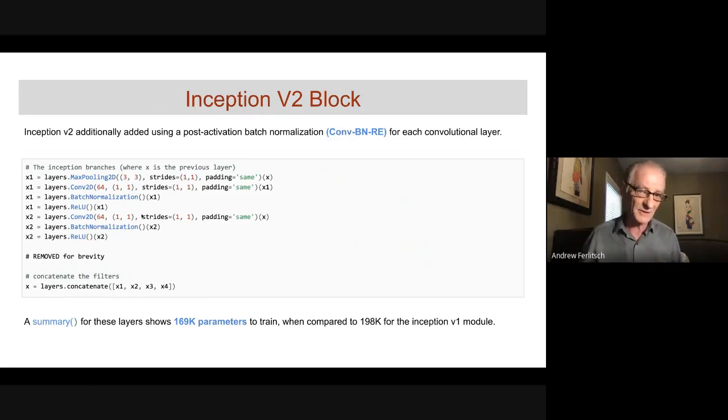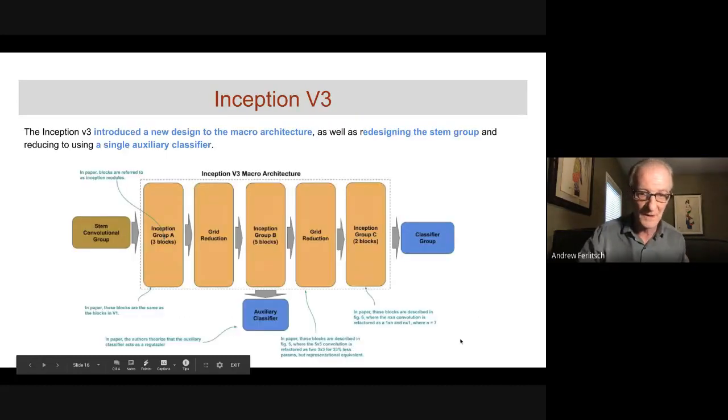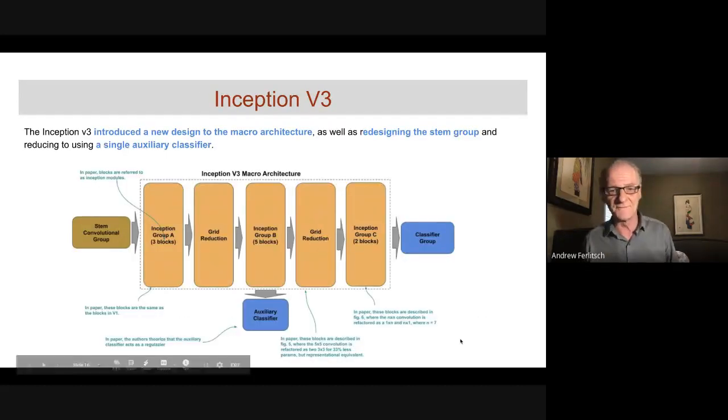Now, if we took a summary of the V2 module, we see we're down now to 169,000 parameters compared to the 198,000 in V1. So let's leap ahead to V3.